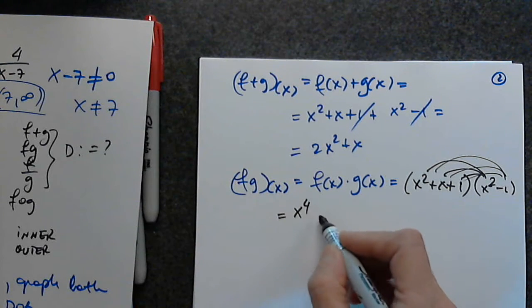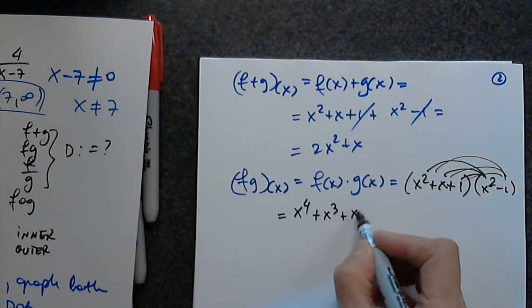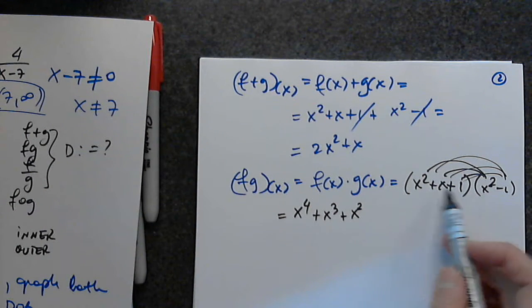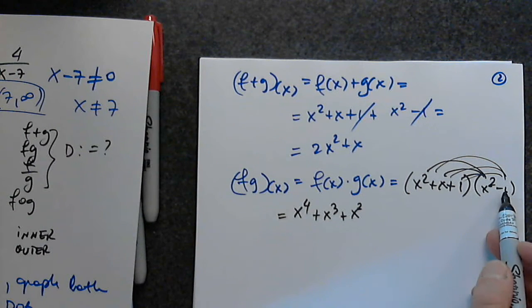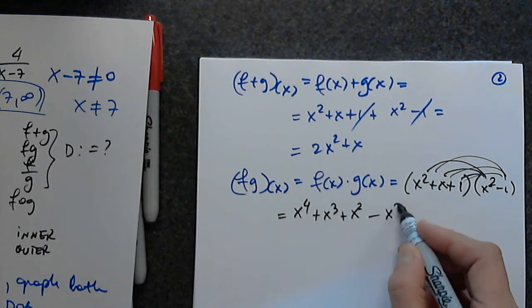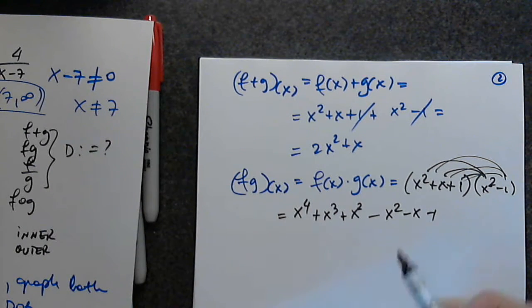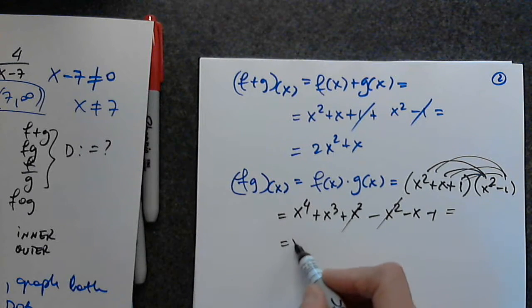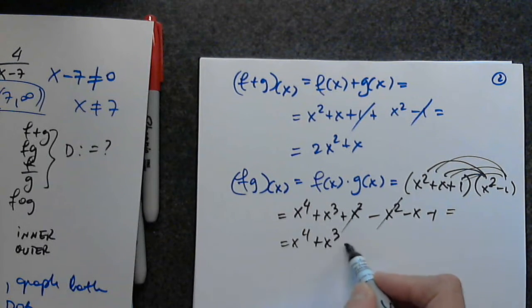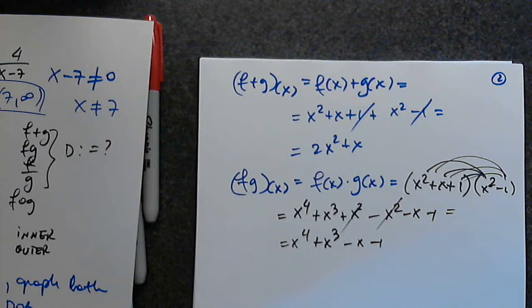So x to the fourth plus x cubed plus x squared, distributing x squared to these three terms. Now I'm distributing -1, negative x squared minus x minus 1. Only these two go away. And in descending order, I have x to the fourth plus x cubed minus x minus 1. Are we comfortable with all this so far? Is this clear? Yes, everyone? Okay. Then we are asked to find f over g.